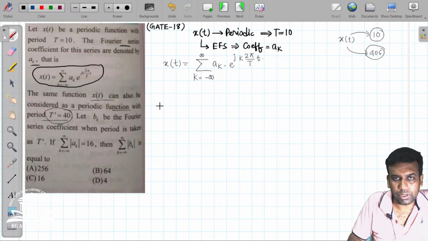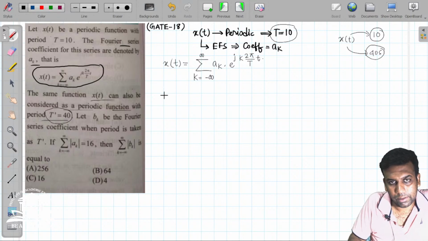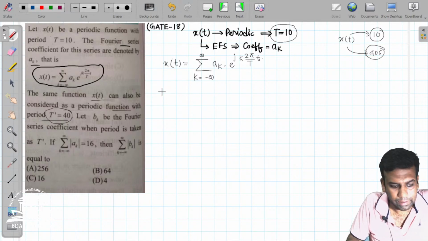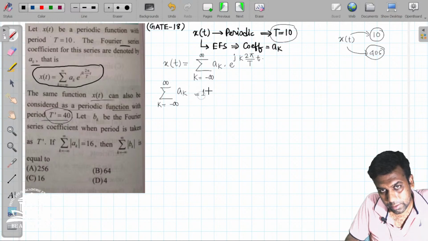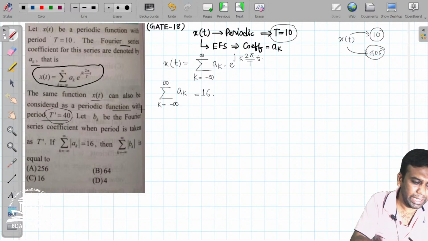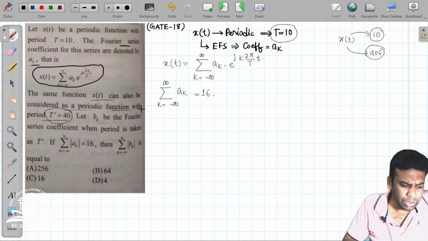Simple as that. So when the time period we are taking as 10, then the coefficient is ak, and it is given that the summation of ak for k equals minus infinity to plus infinity is 16. So we have to find the bk. Now we know that there is no change in the Fourier series coefficient on applying the time scaling property.